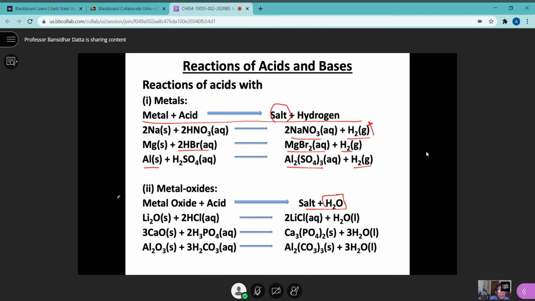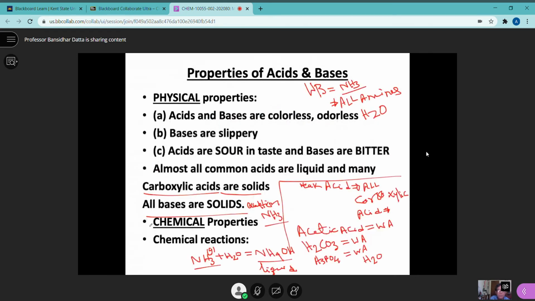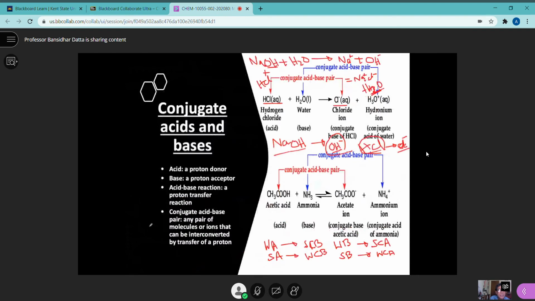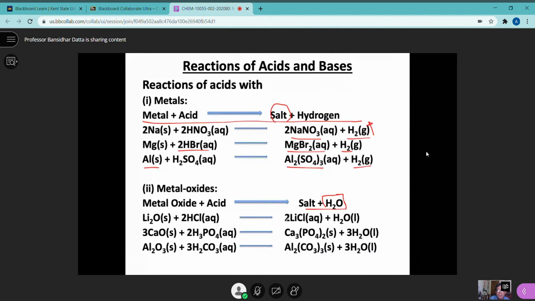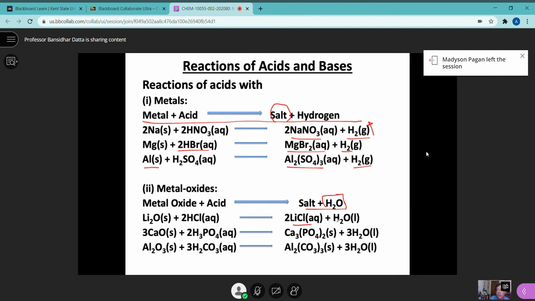Example, group 1 element, lithium oxide, Li2O. You can use sodium oxide, Na2O, potassium oxide, K2O, plus 2HCl. You get the lithium chloride salt plus water, liquid. Likewise, group 2 elements: calcium oxide, magnesium oxide, strontium oxide, barium oxide, any group 2 metal oxide, plus phosphoric acid, for example, and you get calcium phosphate solid and water.